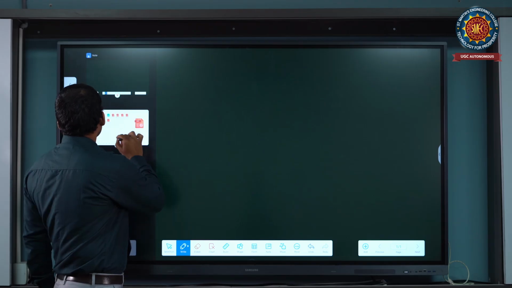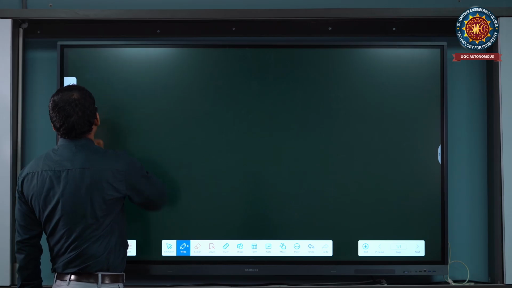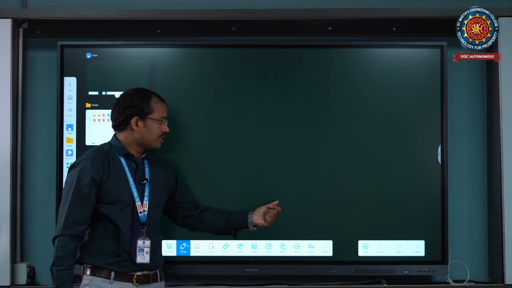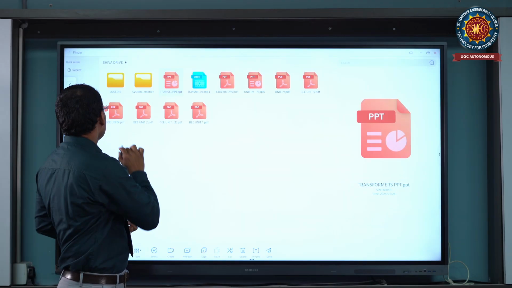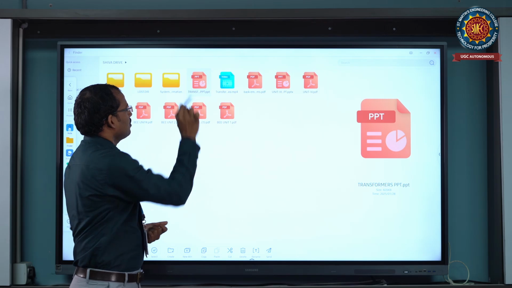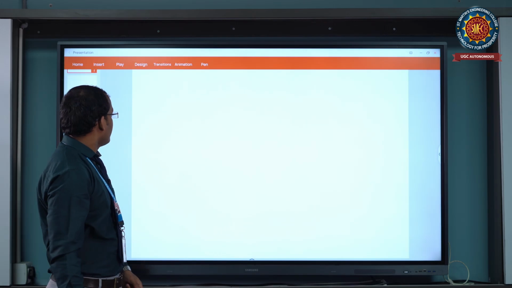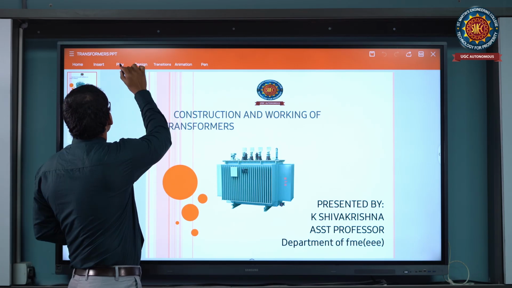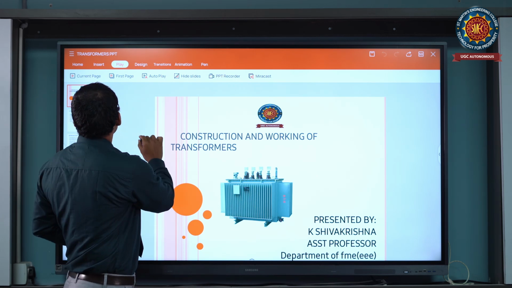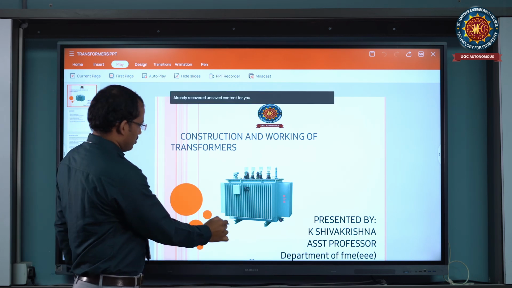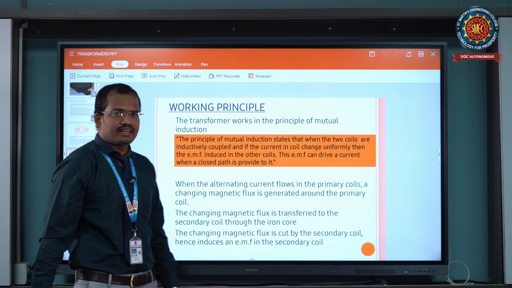So we have already completed the introduction of the transformer and the principle of the transformer. Now we have discussed the types of transformers, and that is also over. Next one is the working principle of the transformer.